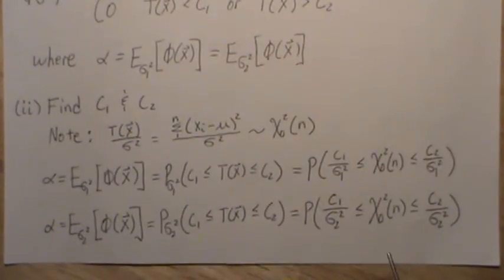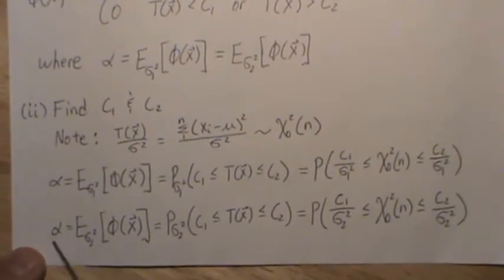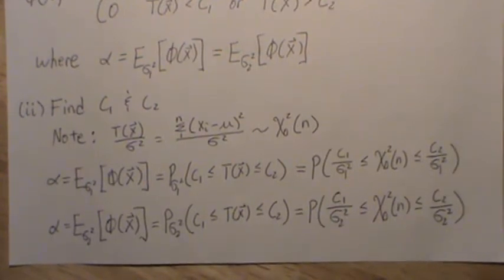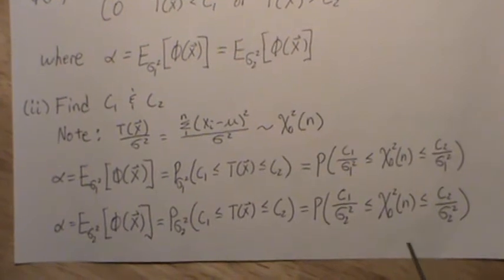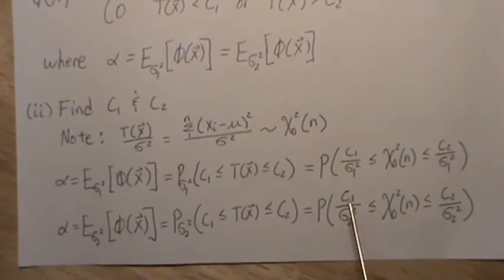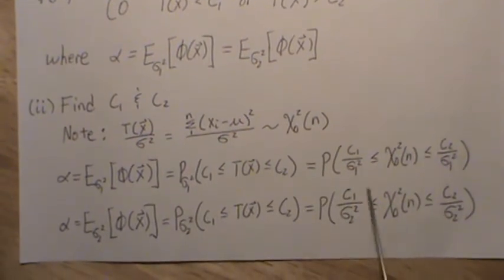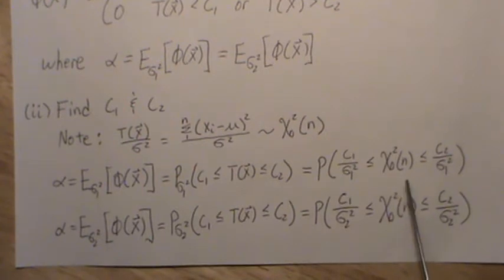Now we have to find C1 and C2 that make these two equal alpha. And so what we're going to do is I'm going to show you graphically what's going on, and then we will use R to solve it, because it's just so much easier. But here, we want this to be alpha, and our random variable is a chi-squared random variable.